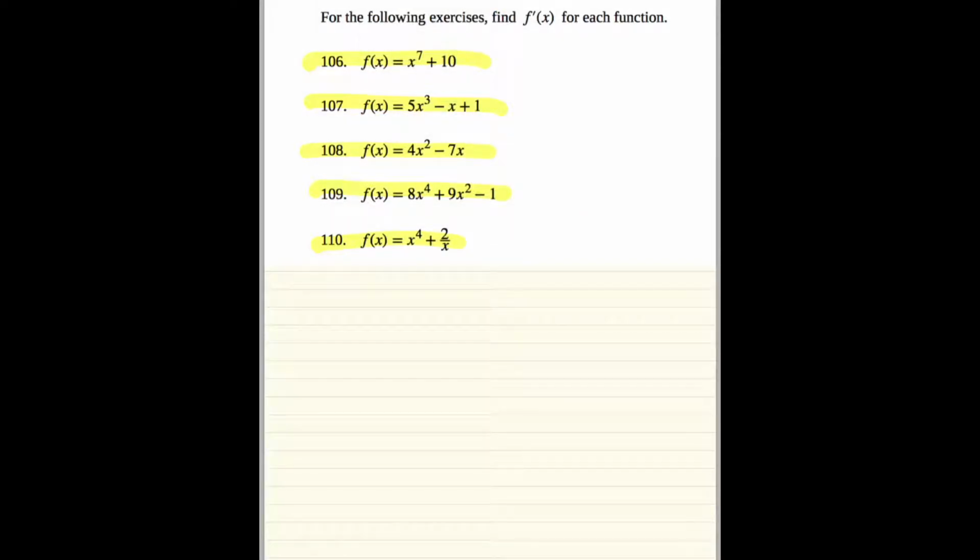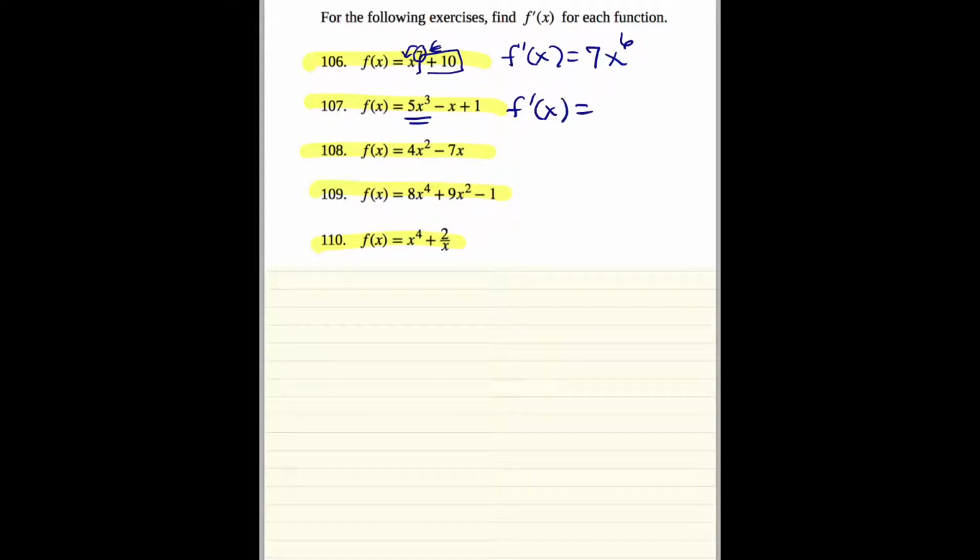Remind yourself that in order to take the derivative, all you have to do is take the exponent, multiply it by the coefficient in the front, which is a 1. So 7 times 1 is 7, x, and now we're going to reduce the exponent by 1, 6. Also remind yourself that for any constant, the derivative is 0. So let's try the next one.